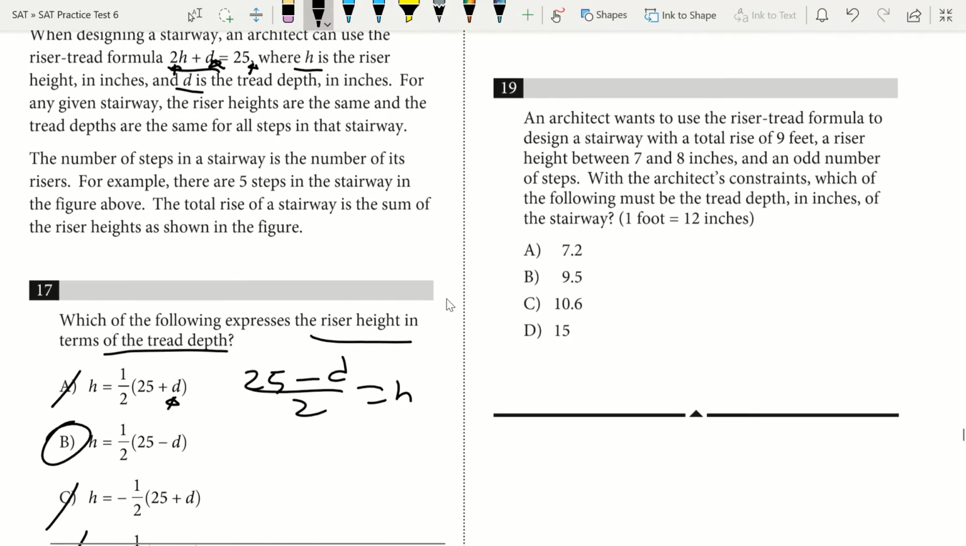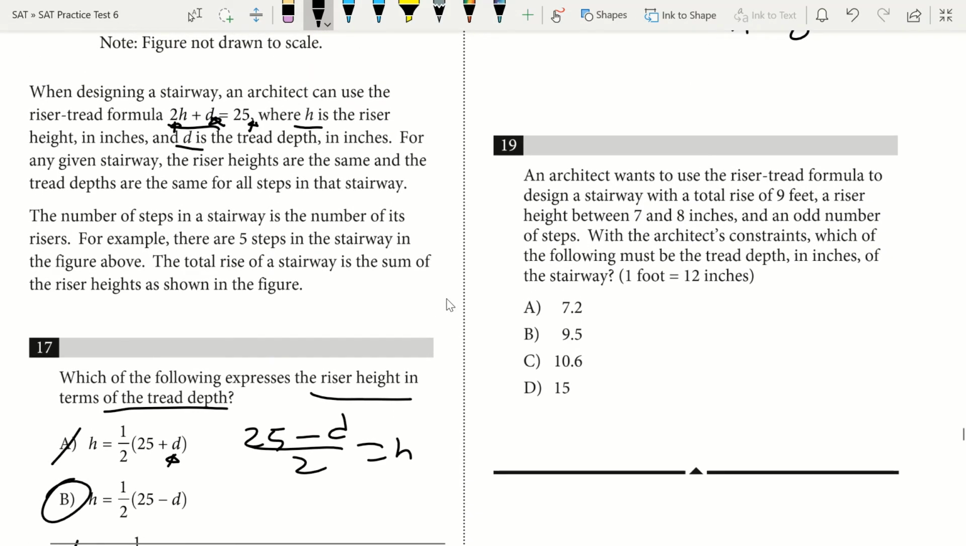All right, question 19. An architect wants to use the riser tread formula to design a stairway with a total rise of 9 feet, a riser height between 7 and 8 inches, and an odd number of steps. With an architect's constraints, which of the following must be the tread depth in inches in the stairway? 1 foot equals 12 inches. All right, we need a total rise of 9 feet, so we're going to do 9 times 12 to convert to inches. 9 times 12, I believe, gives me 108, but I'm going to go ahead and check it with my calculator, and it does. So I have 108 inches, right? That's the height I need.